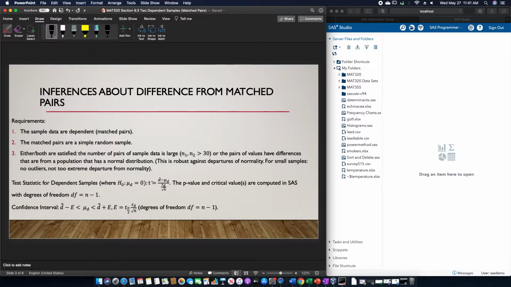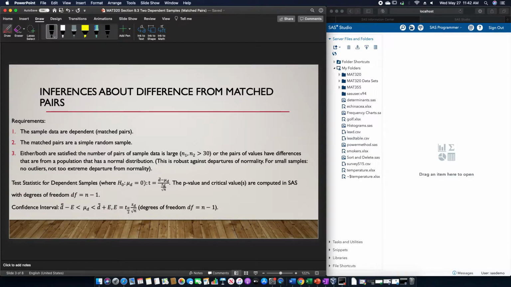Our test statistic t is equal to the average sample difference, minus the average population difference, divided by the standard deviation of the differences divided by the square root of the sample size. Since these are matched pairs, they should have the same sample size. The p-value and critical value or values are computed in SAS, as we'll be doing in a few moments, with degrees of freedom of n-1. Again, they have the same sample size.